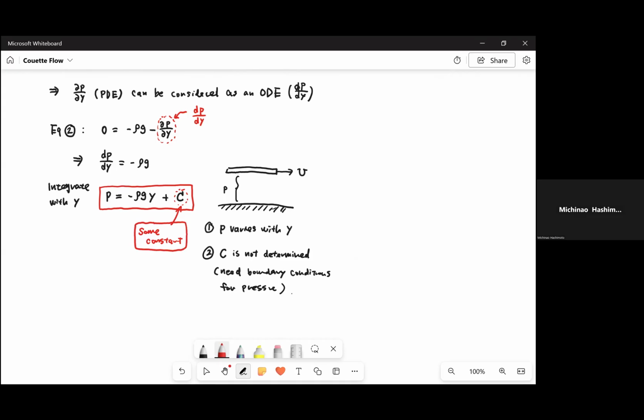Okay, but what happens here is the pressure varies between these two walls linearly. So P varies with Y linearly. All right.